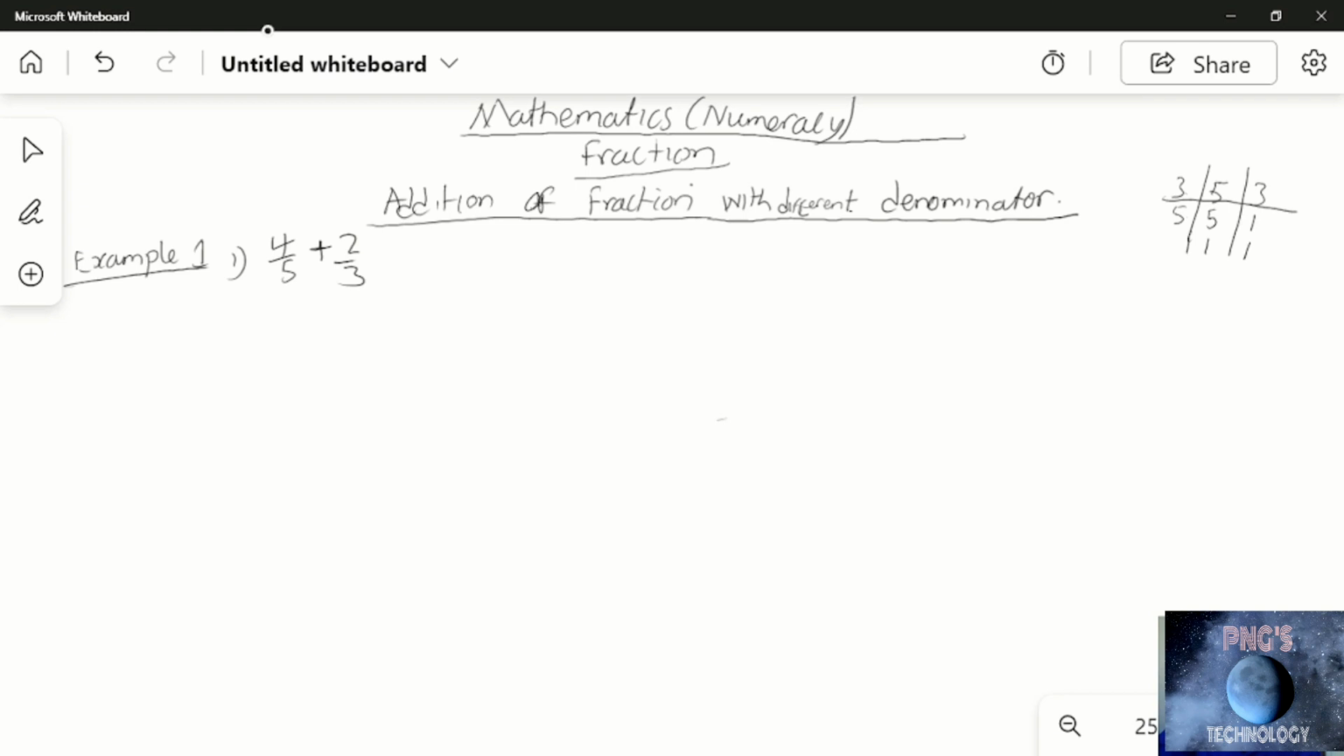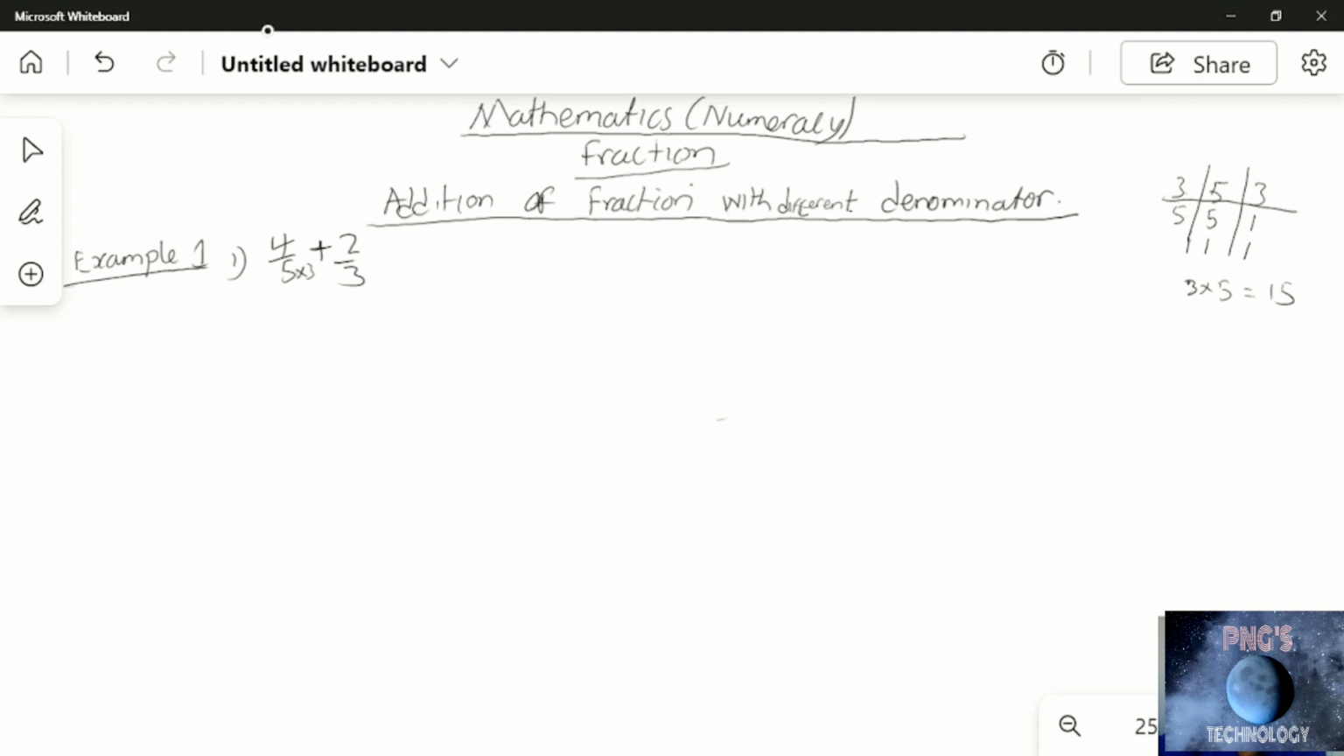So multiplying all our dividers, we have 3 times 5, which will give us 15. Now the LCM is 15, so we are converting these denominators to become 15. So 5 times what is going to give us 15? Checking the multiplication table, you see that 5 times 3 is equal to 15.